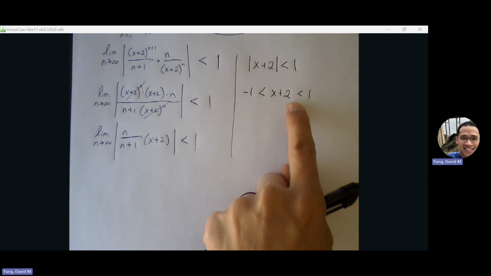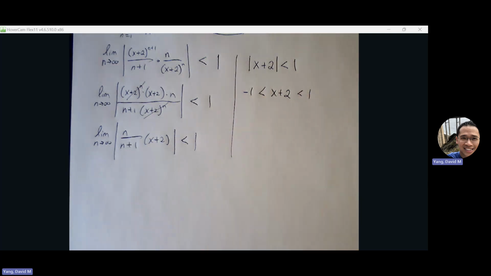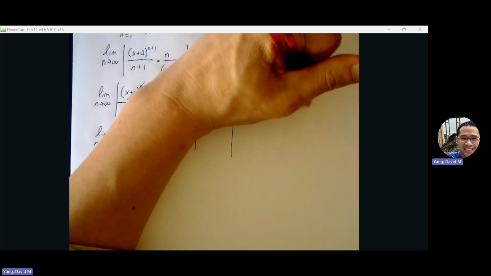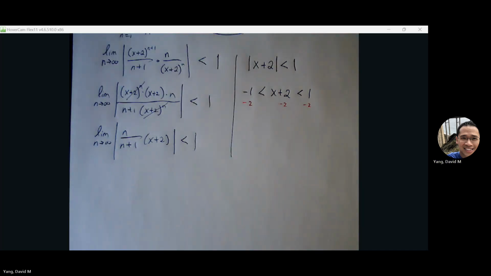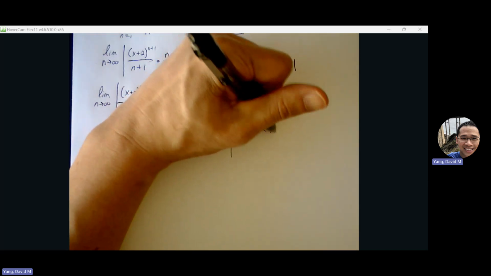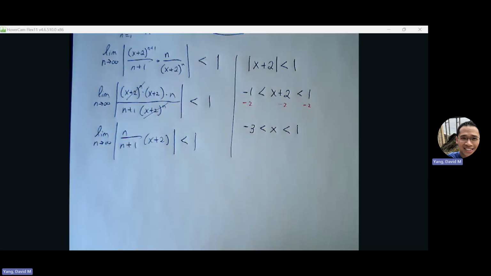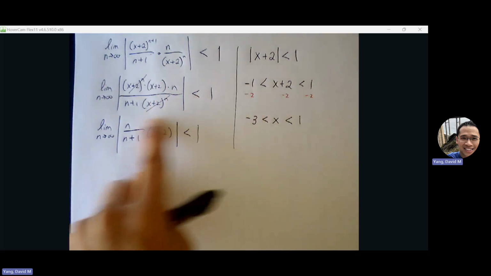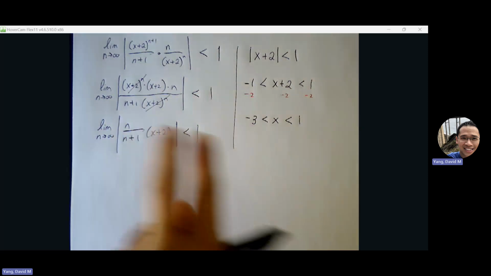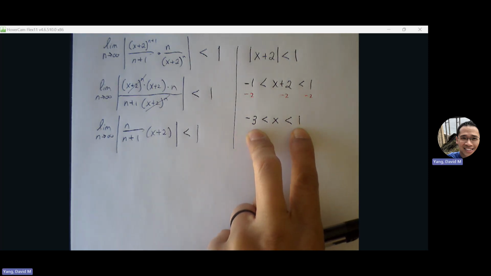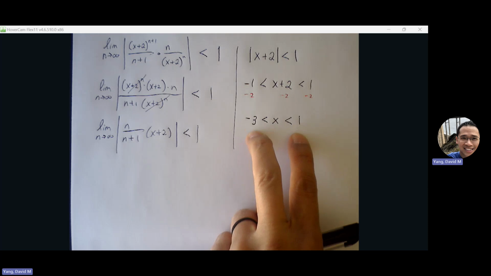Okay, so now I want to solve for x. I'm going to subtract 2 from all parts of my inequality. So minus 2, minus 2, minus 2. So negative 3 is less than x is less than 1. So when x is between negative 3 and 1, my series will converge. But we have to test the endpoints. It may or may not converge at the endpoints.